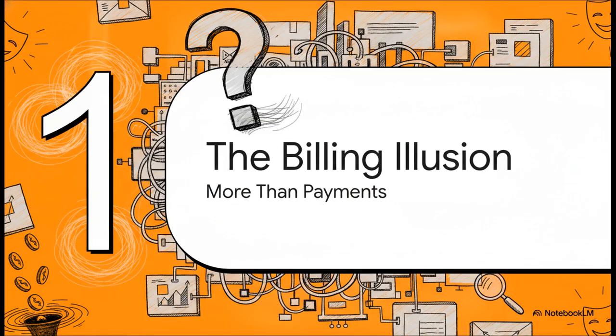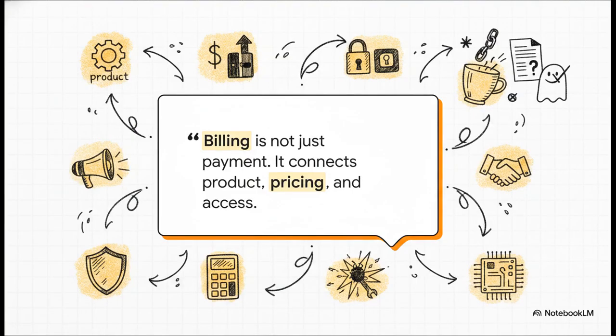All right, part one, the SaaS billing illusion. Before we dive into the deep end of the architecture, we really have to acknowledge just how well disguised this complexity usually is. This quote perfectly captures our starting point. Billing is not just payment. Billing connects product, pricing, access control, finance, customer success, sales, support, compliance, and engineering. It is essentially the central nervous system of a SaaS business.